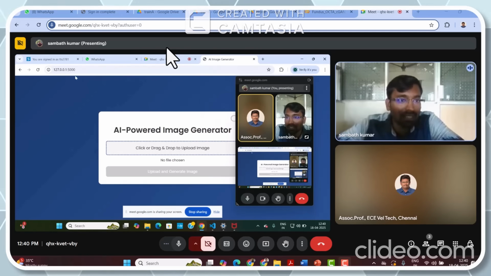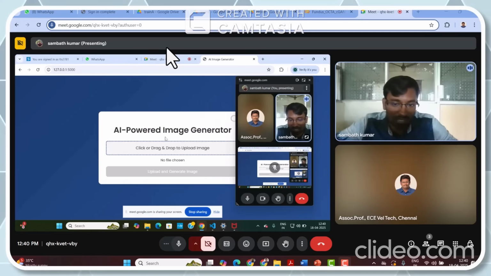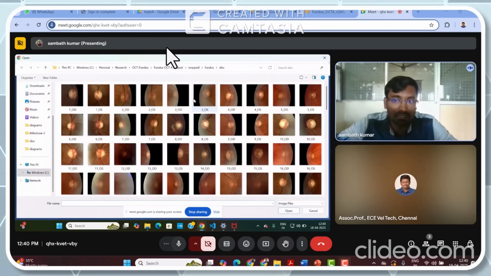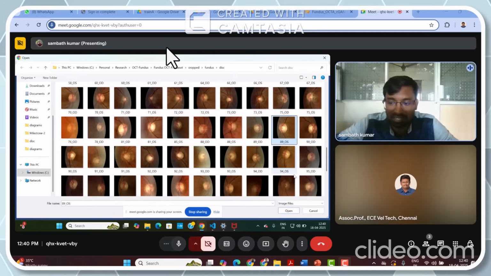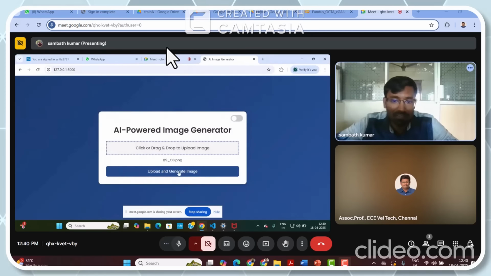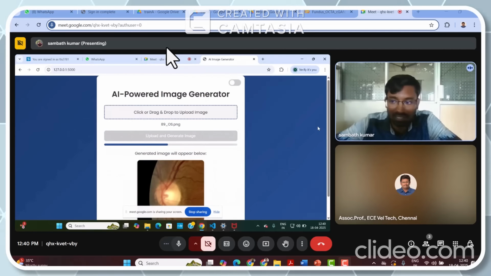So this is the IP address link. Here this is our web page. Here you see, click or drag and drop to upload one image, namely a fundus image. So I'm going to upload one fundus image. I've already uploaded it. After that we need to generate the corresponding OCTA image. So I'm going to click upload and generate.